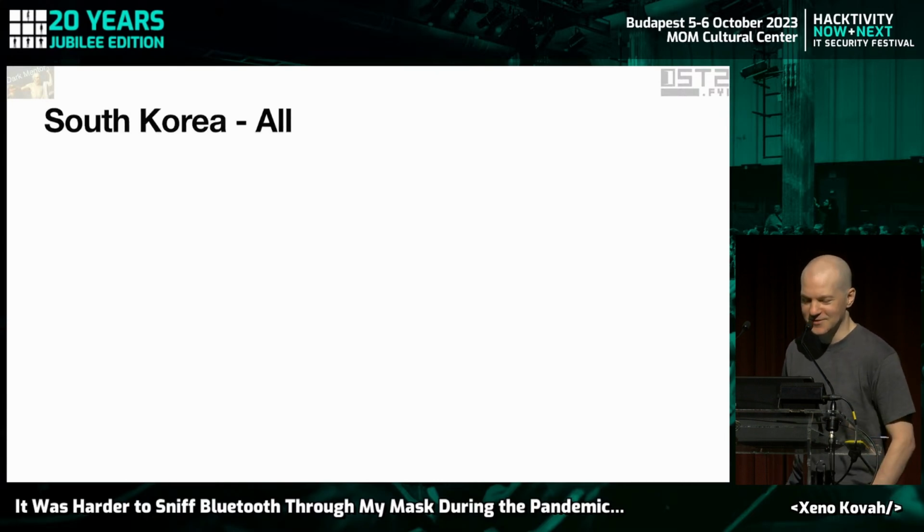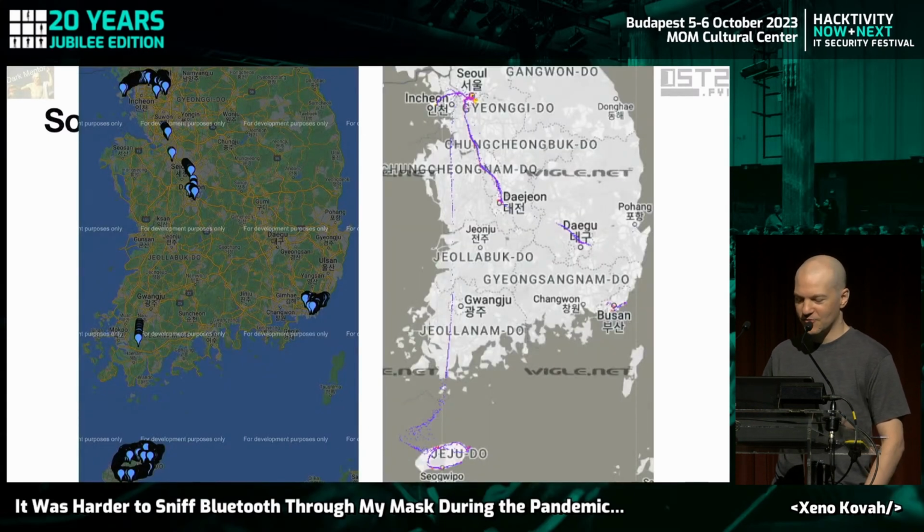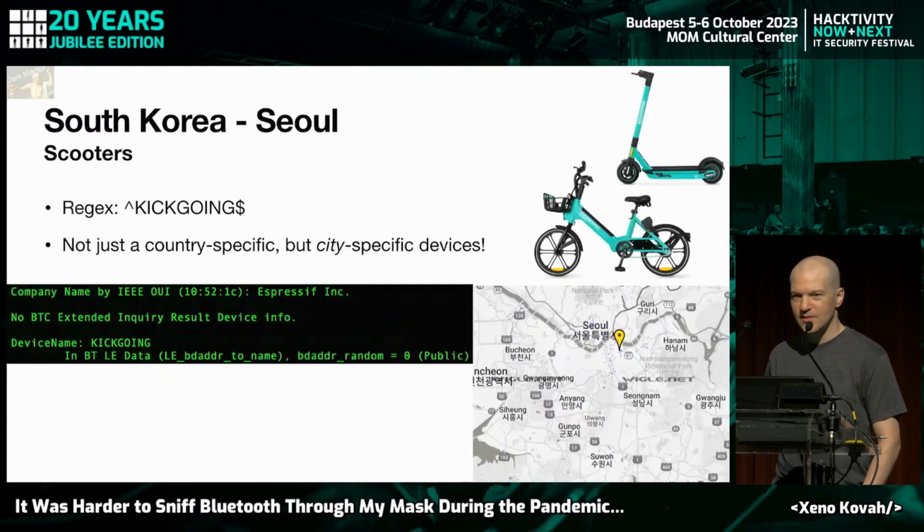It bears further investigation. Another piece of miscellaneous location data: my wife Veronica is Korean, so we went to Korea last year for vacation. I did run around Gangnam with a sniffer because I can. I was talking about geographically located things. We can have things that are country specific, and things that are state specific in the United States. Here in Seoul, South Korea, I saw these kick-going scooters and electric bikes that are actually city-specific. They exist nowhere else in Korea, nowhere else in the world, only in Seoul.